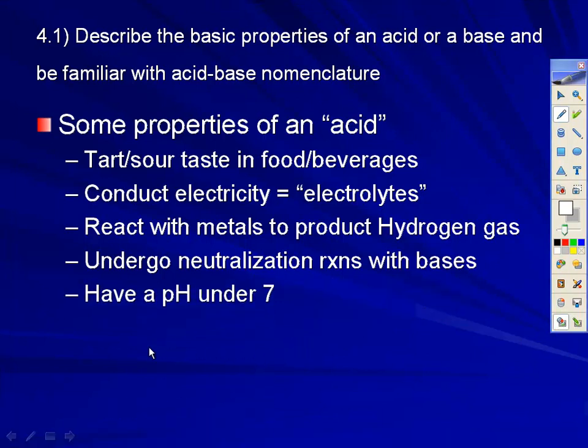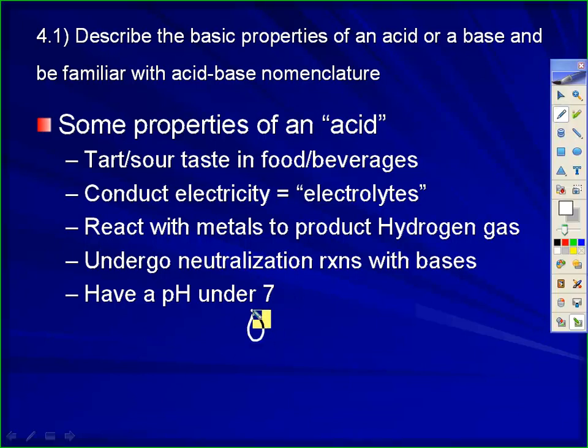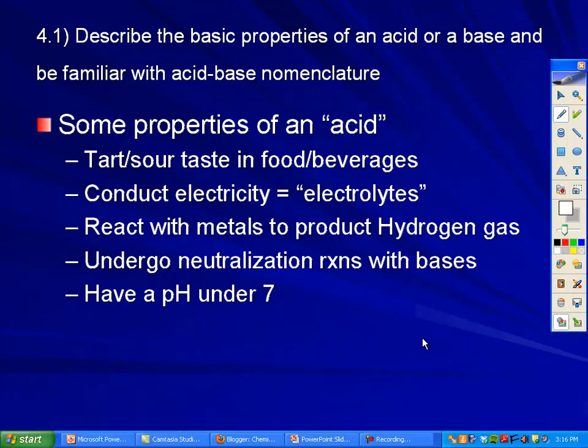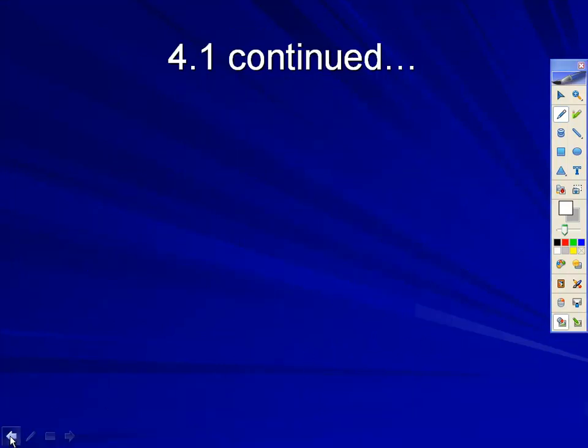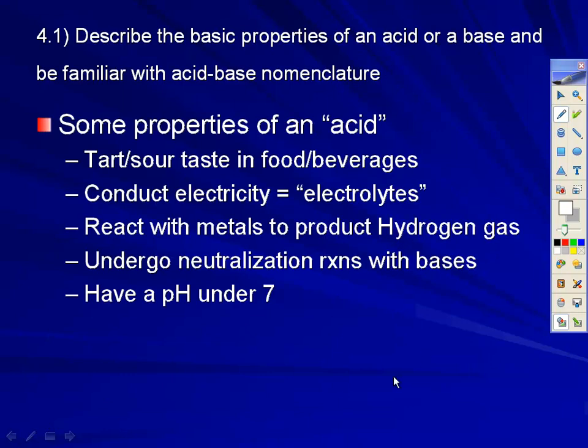And then acids have a pH under 7. We're going to talk a lot about pH and what exactly that means this unit, but for now, your pH scale goes from 0 to 14, and right there at 7 is considered neutral, and anything lower than 7 is considered acidic. So those are just some basic properties of acids.